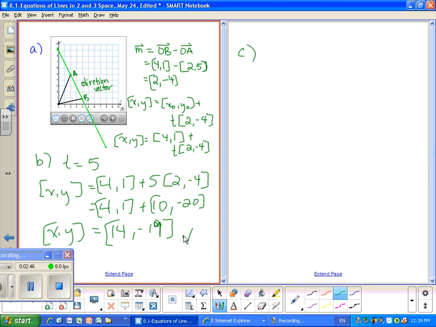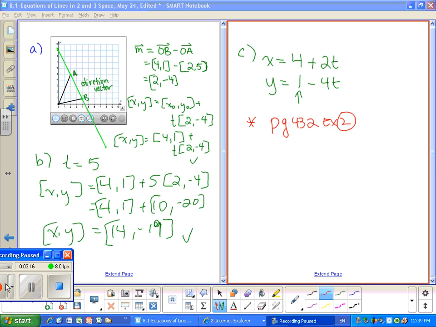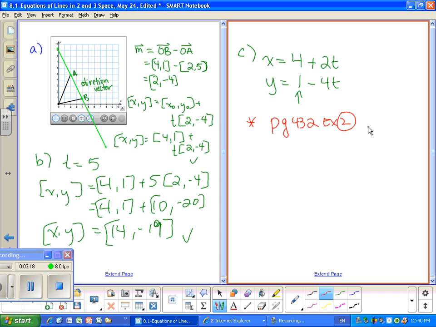For part C, when you have to write it as a parametric equation, you just take your vector equation and write it as the components. So your x part is 4 plus 2t, and your y component is 1 minus 4t. Now, this part will be different depending on the point that you picked, but it really doesn't matter which point you pick, because you know both of these still lie on that line. If you want to see another example of this, you can look on page 432, example number 2.